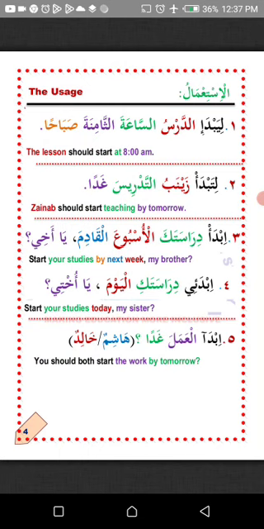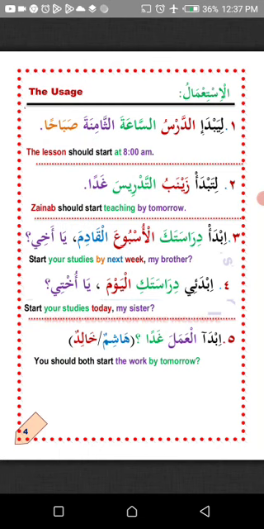Number two: لتبدأ زينب التدريس غدا. لتبدأ زينب, Zainab should start. تدريس, teaching. Zainab should start teaching. غدا, by tomorrow. Remember, مدرس is the teacher, so تدريس means teaching.